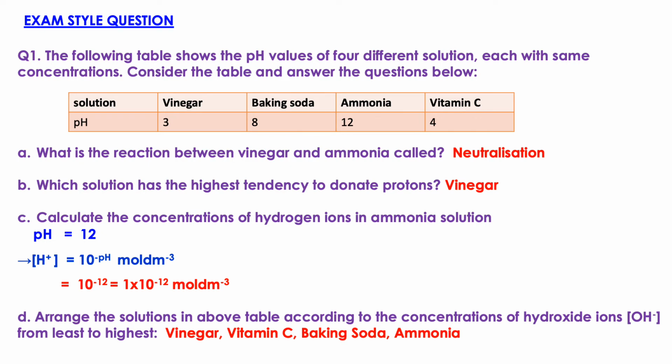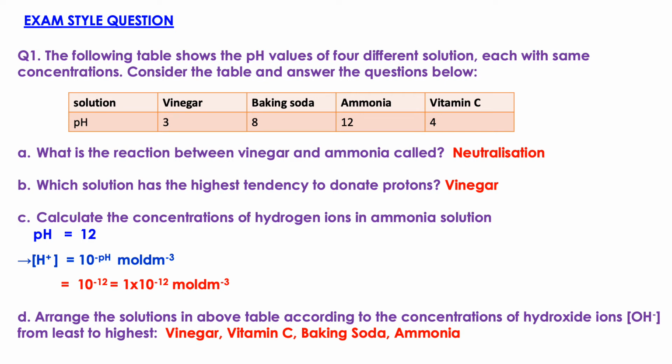Calculate the concentration of hydrogen ions in ammonia solution. The pH of ammonia from the table is 12. So the hydrogen ion concentration is equal to 10 to the power minus pH, which is equal to 10 to the power minus 12, equal to 1 into 10 to the power minus 12 moles per decimeter cube.